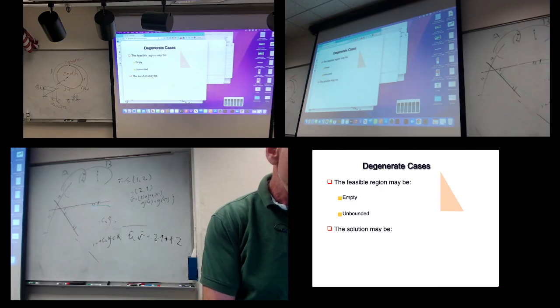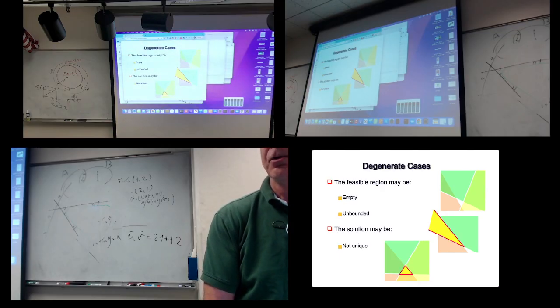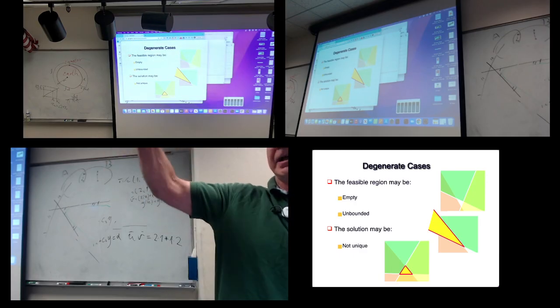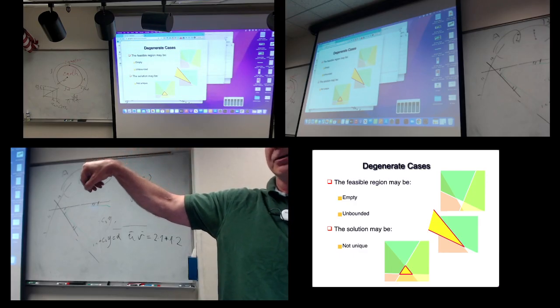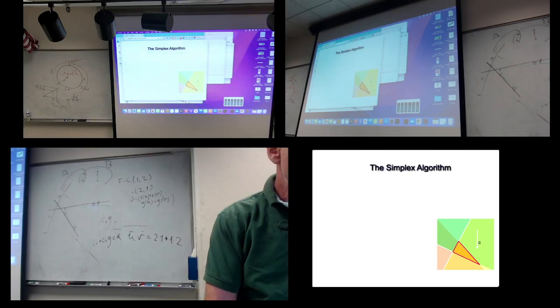And the solution might be, just repeating ourselves, non-existing or not unique, like in this case. If I'm looking for the lowermost point, let's say that my cost function points vertically down, I'm trying to minimize y, and don't care about the x. You see two vertices that are equally good, and a lot of other points between these two vertices that are good.